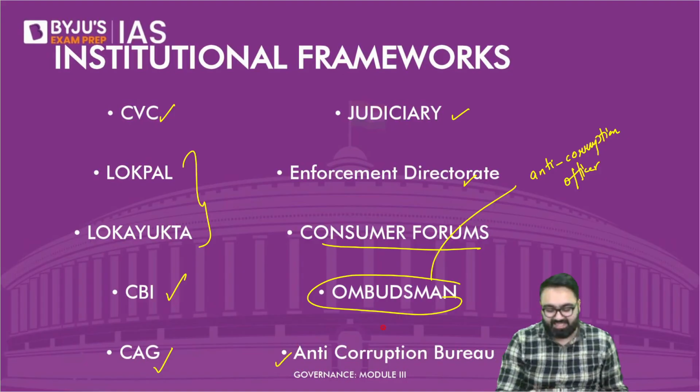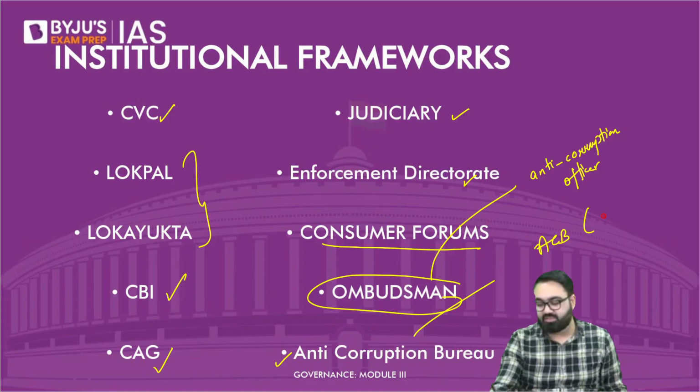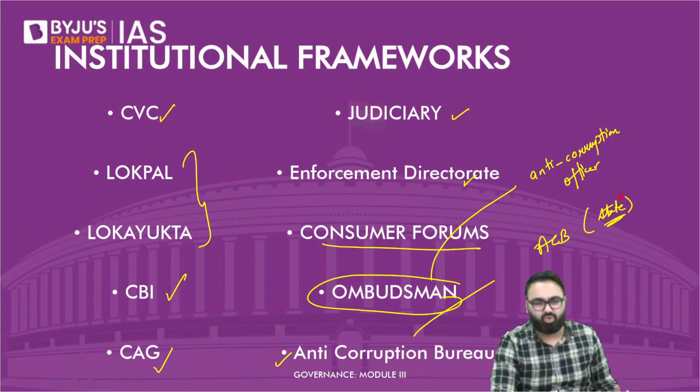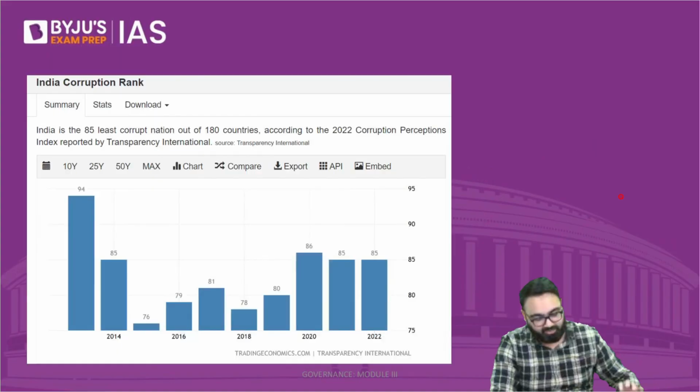Anti-Corruption Bureau, ACB, it works at the state level. Usually the state governments handle or use this to handle corruption-related cases. So all these are different types of bodies also that have been created to fight against corruption.